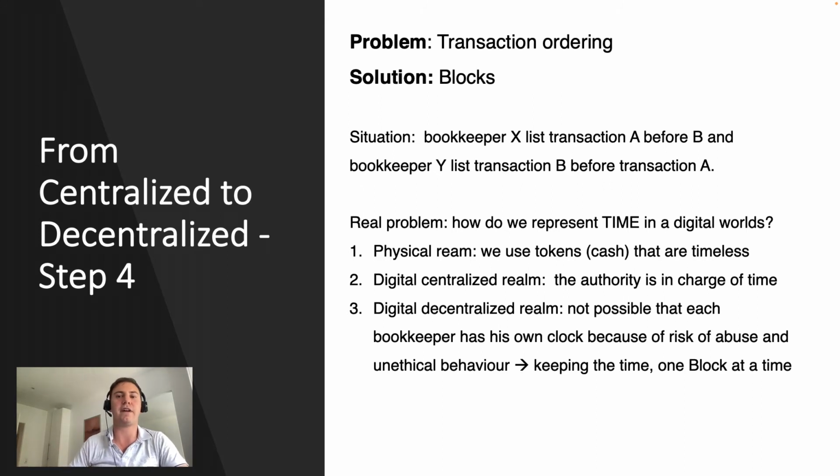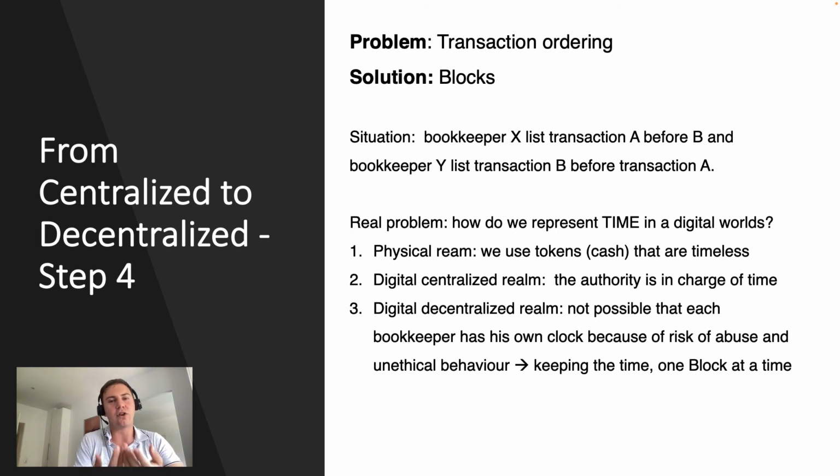And this is also another problem. In fact, the geography, technology, connectivity, and internet traffic influence the speed of transactions. It can be that a bookkeeper lists transaction A before B and another bookkeeper lists transaction B before A. But then it will not be one common ledger, it will be two different ledgers, and the decentralized system will not work. The problem behind this is how do we represent time in the decentralized world?